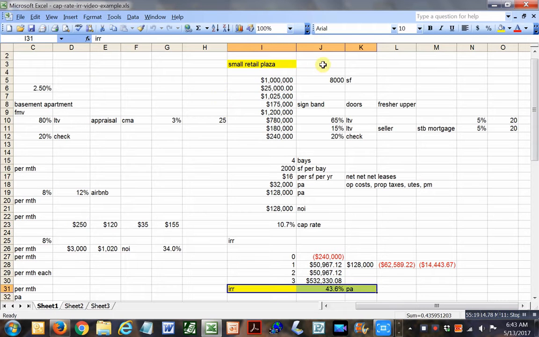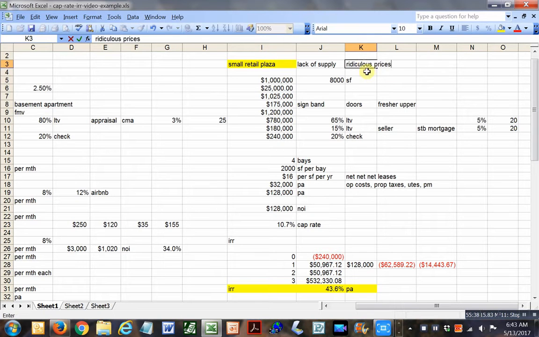Now, why doesn't everybody buy plazas? I mean, they're not that hard to manage. They're kind of fun in some ways. I've built many of them. Why is it that more people aren't buying? Well, what are the issues? The issue is lack of supply. It's hard to find them.